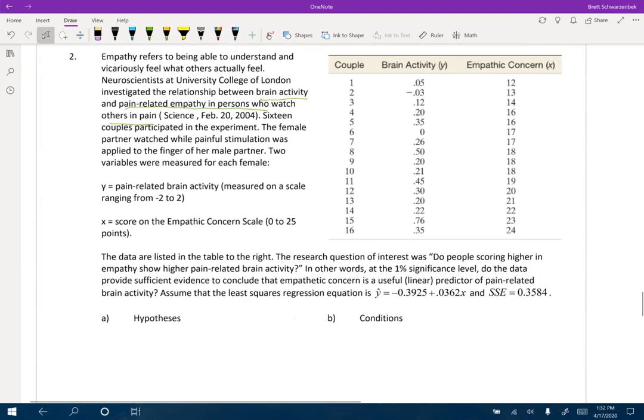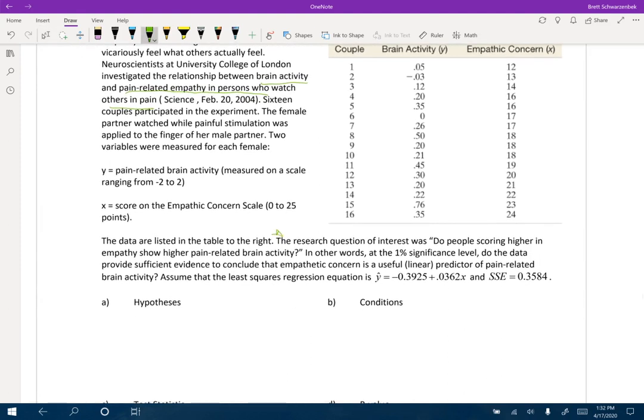It says the research question of interest was, do people scoring higher in empathy show higher pain-related brain activity? All right, makes sense. In other words, at the 1% level, do the data provide sufficient evidence to conclude that empathetic concern is a useful predictor of pain-related brain activity? All right. So it looks like we are given the regression equation, and we are given SSE 0.3584.